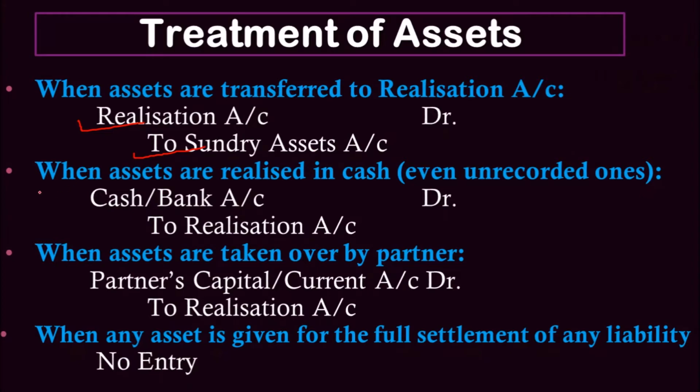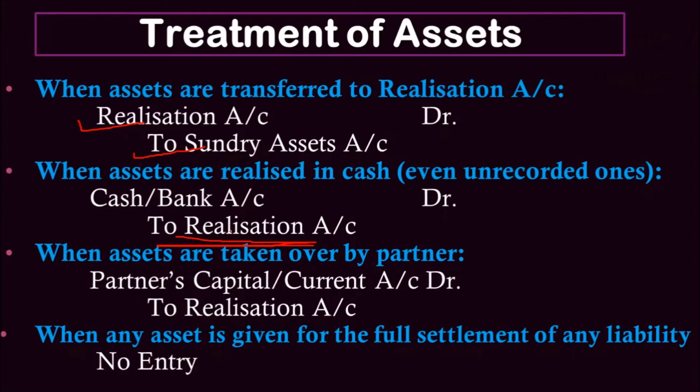Now let's talk about the second case, when assets are realized in cash, even unrecorded ones. So in that case, what's going to happen? Like I told you, all the assets have been dissolved into the liquid known as realization. So whatever will be taken out of that liquid will be known as only realization. Now all the assets have lost their existence; these have turned into realization only. So whenever the assets are realized, we'll get the cash, then cash or bank account will be debited, and realization account will be credited.